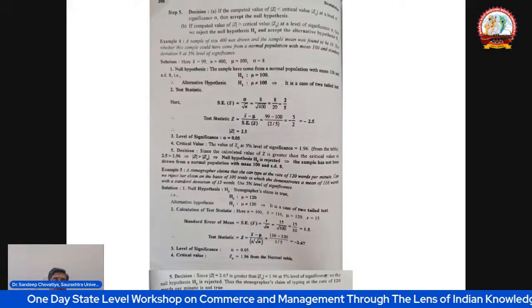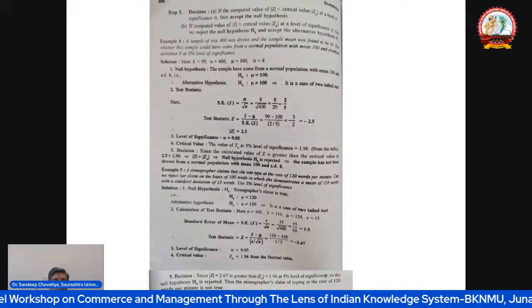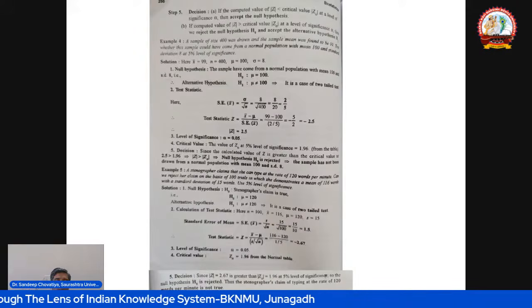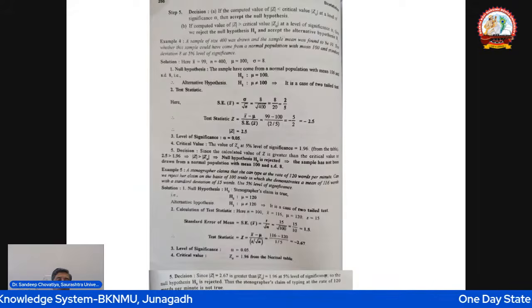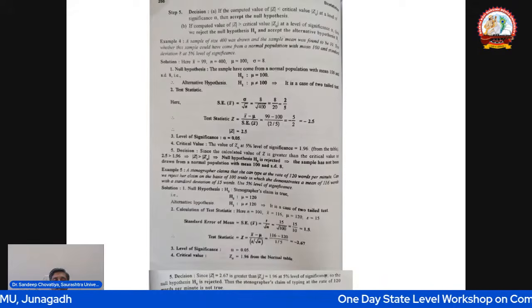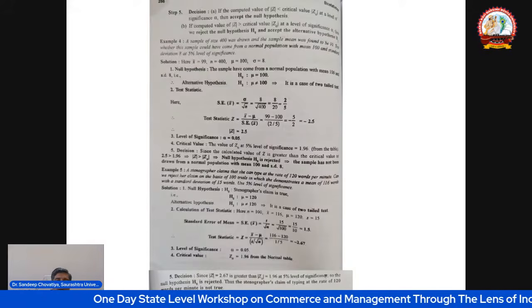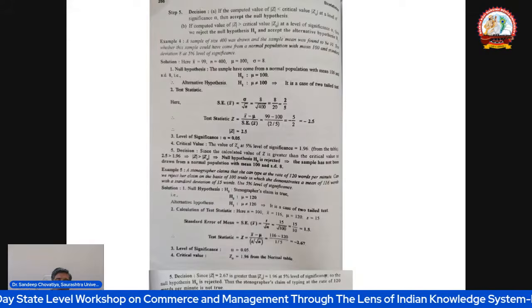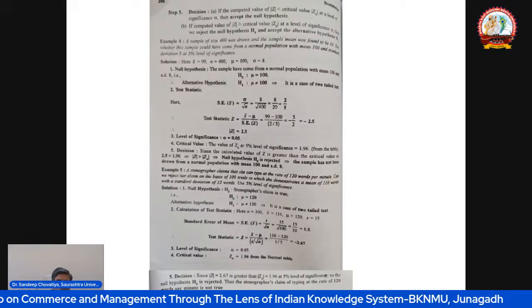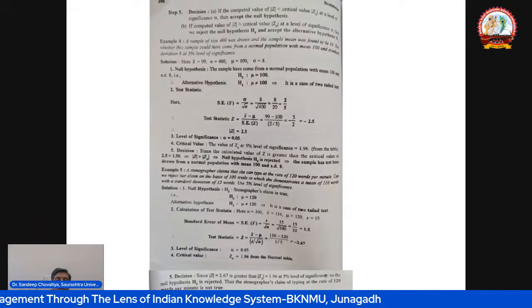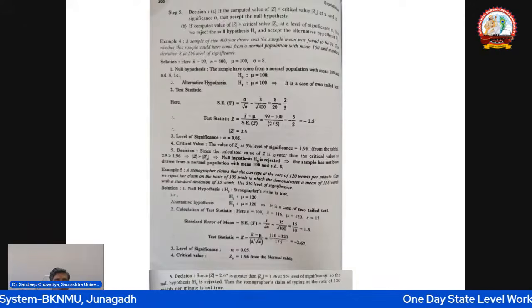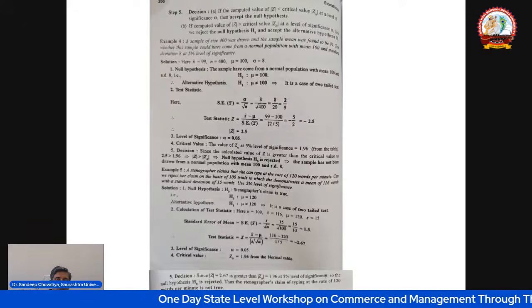So as per the working rule, first we design the null hypothesis. Here our null hypothesis is that the population mean and the sample mean are equal, so the sample has come from the normal population with mean 100 and standard deviation 8. Our null hypothesis H0 is mu equal to 100, and the alternative hypothesis H1 is mu not equal to 100. So we have a two-tailed test.